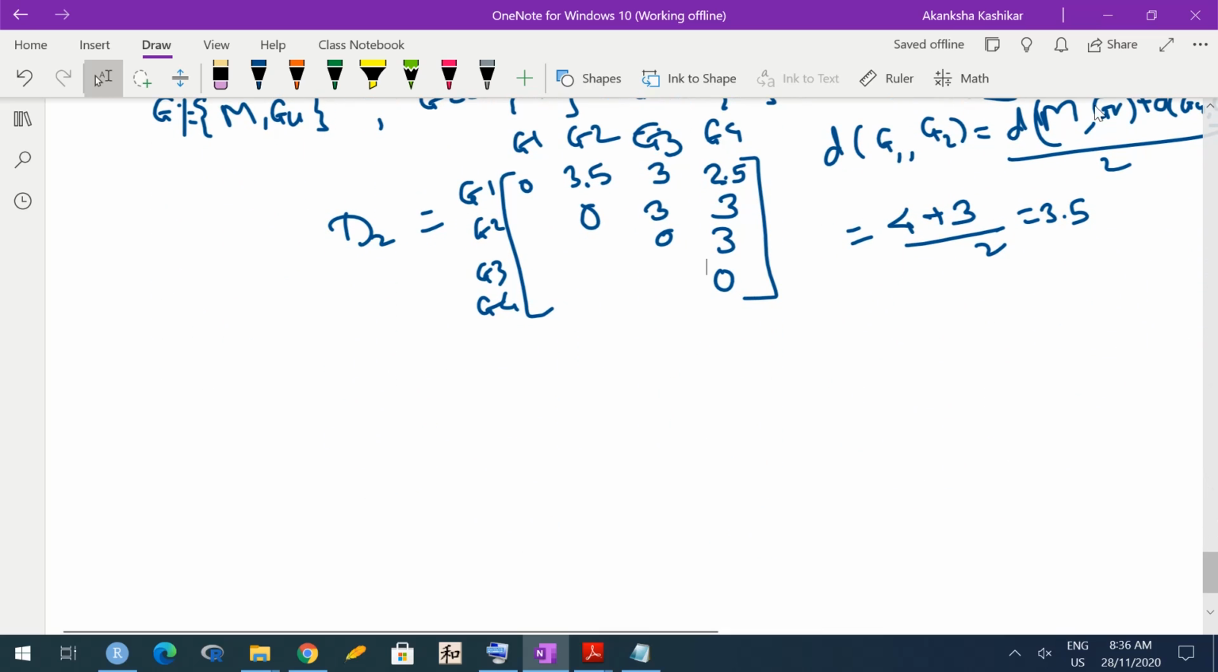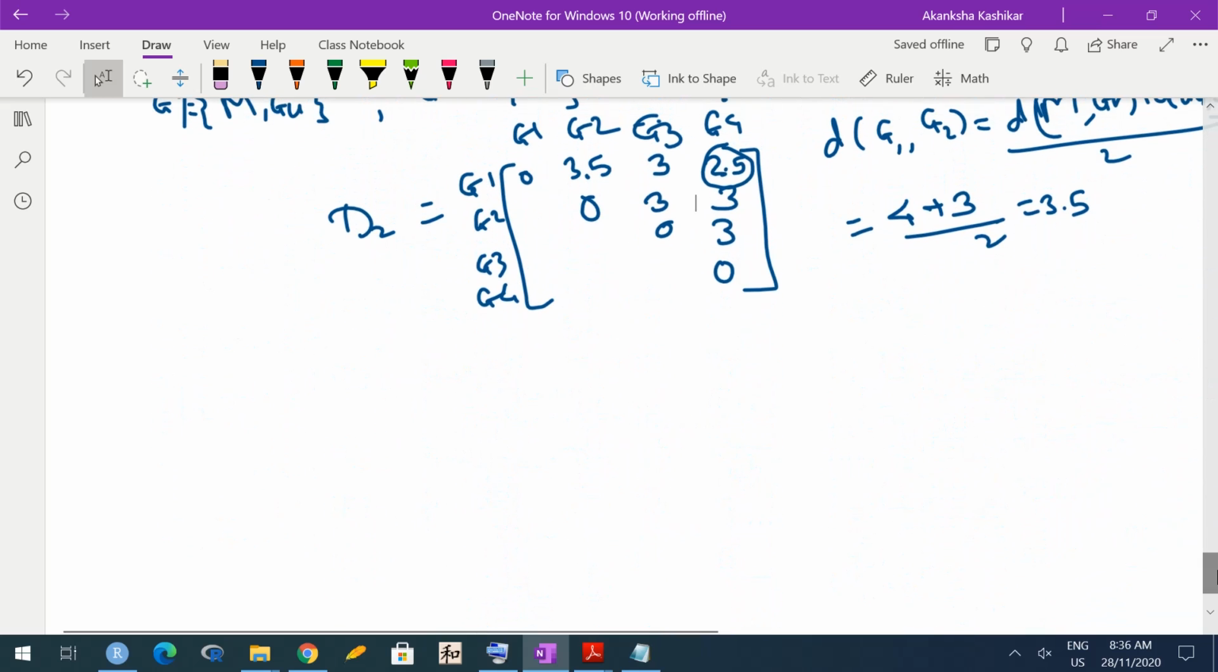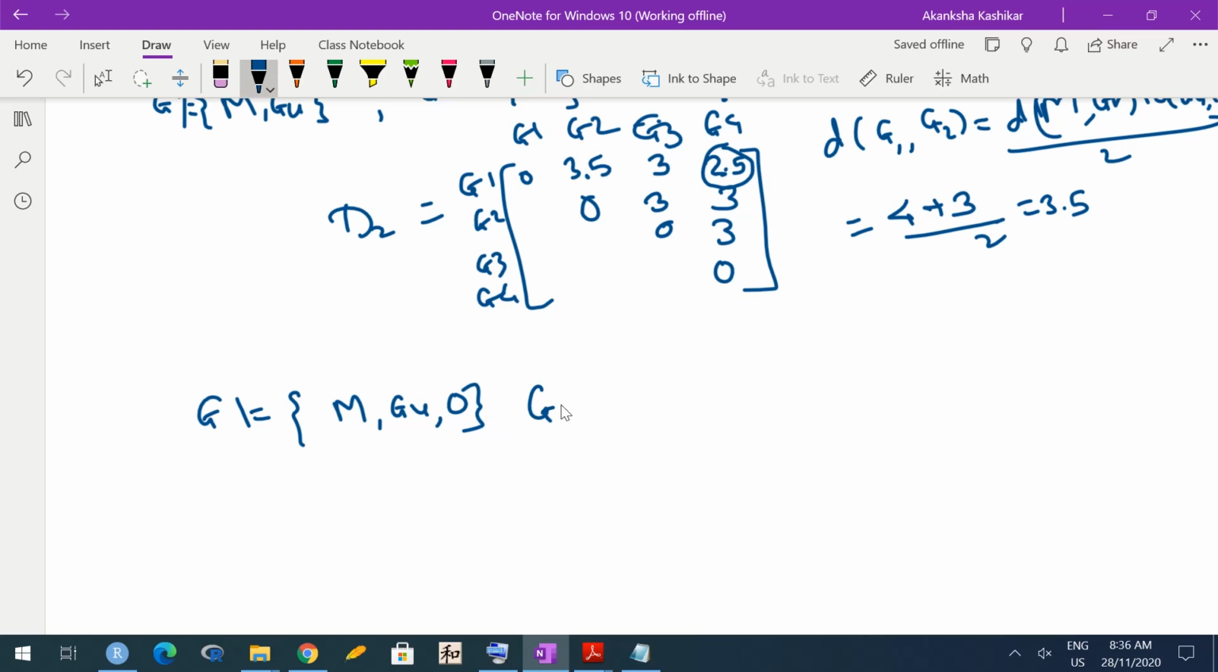Now in this new distance matrix, I have to locate the smallest entry. So the smallest entry here is 2.5. So at the next step, I join G1 with G4. So G1 is already mango and guava. And what is G4? G4 is orange. So let us put these 3 together. So my new revised G1 becomes mango, guava, orange. G2 is still as it is, that is grapes. And G3 is still as it is, that is watermelon.